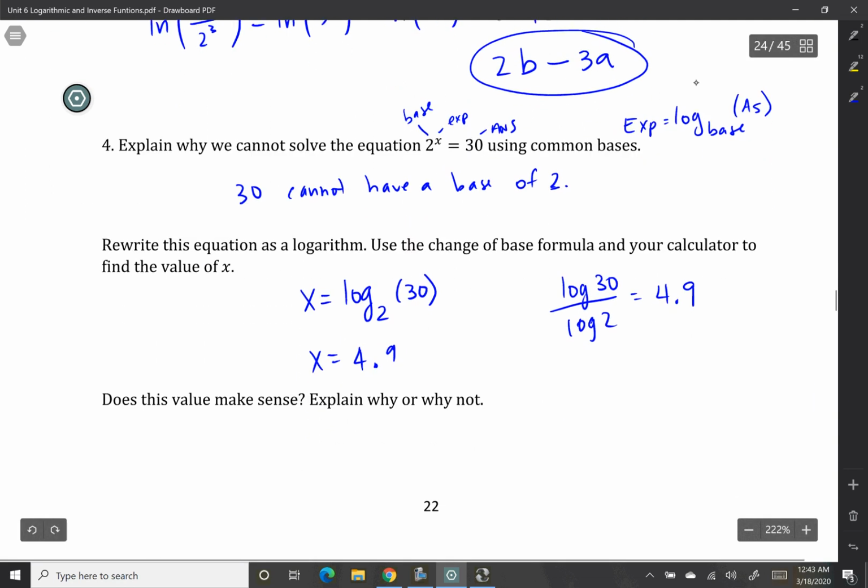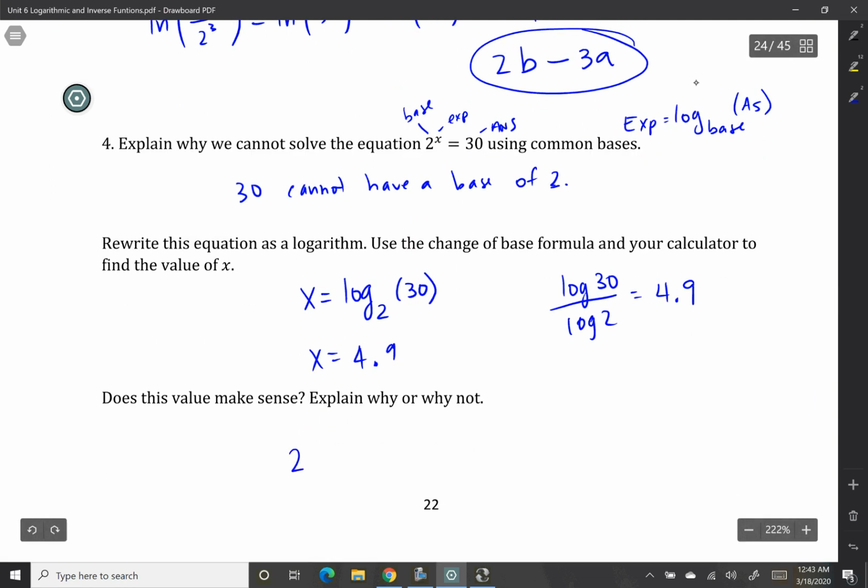Does this answer make sense? In your calculator, if you do 2 to the 4.9, even though that's a rounded answer, you're going to get approximately a value here. So 2 to the 4.9 is approximately 29.8 something, which is really close to 30. The reason why it's not exactly 30 is that 4.9 is a rounded answer.